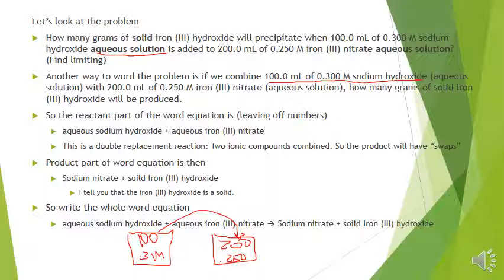So let's write the word equation, and from that come up with the balanced chemical equation. What we're doing is taking aqueous sodium hydroxide and adding it to aqueous iron 3 nitrate. So this is a double replacement reaction where you're taking two ionic compounds and combining them. You're going to be swapping, so the sodium is going to combine with the nitrate, and the iron is going to combine with the hydroxide. And so you're going to form sodium nitrate and iron 3 hydroxide. And I told you this is a solid, okay?